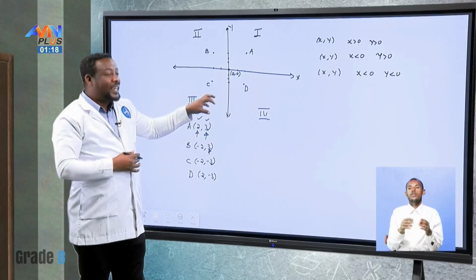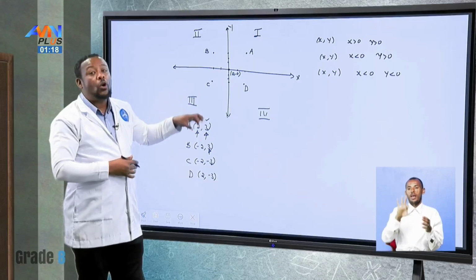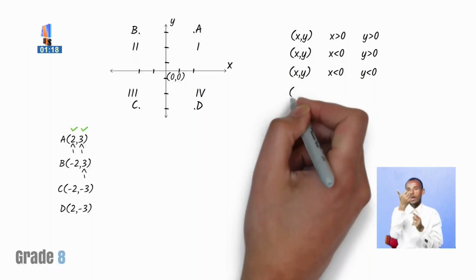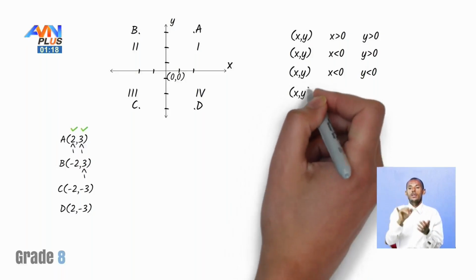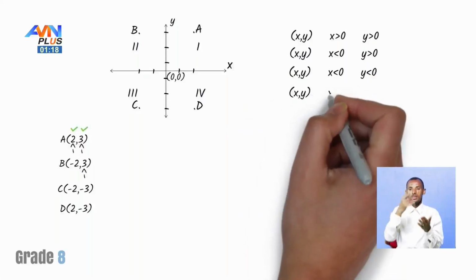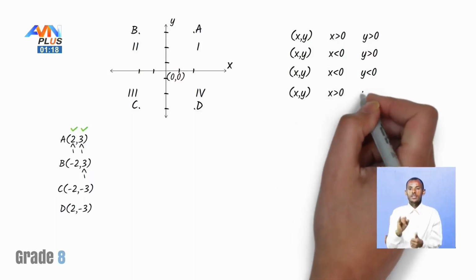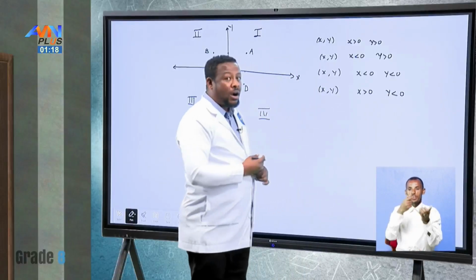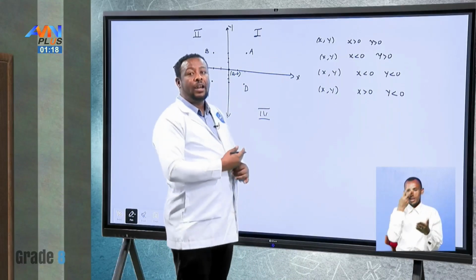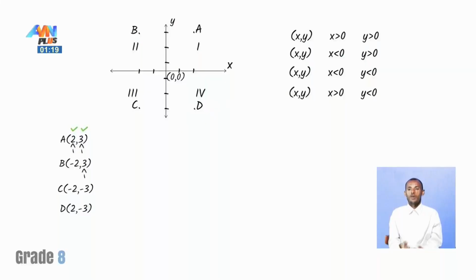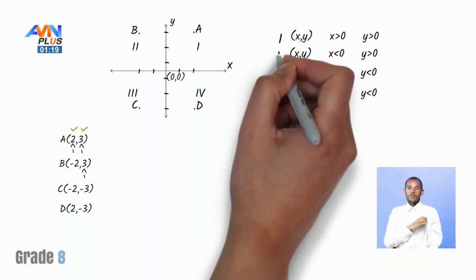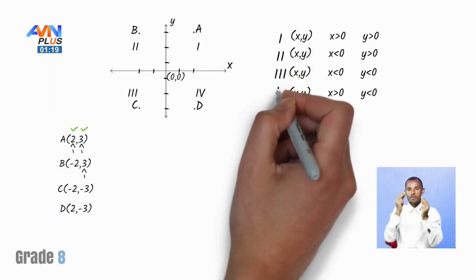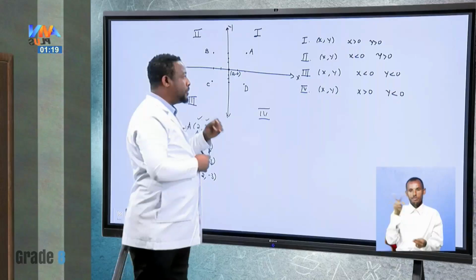So this point D is a point in the fourth quadrant. Generally speaking, any point X, Y in the fourth quadrant possesses this property. The first entry is positive, and the second entry is negative. So these all are the things that we have seen in our previous lesson, okay? This is the characteristic of a point in the first quadrant. This is the second quadrant. This is the third. This one is the fourth quadrant, right?